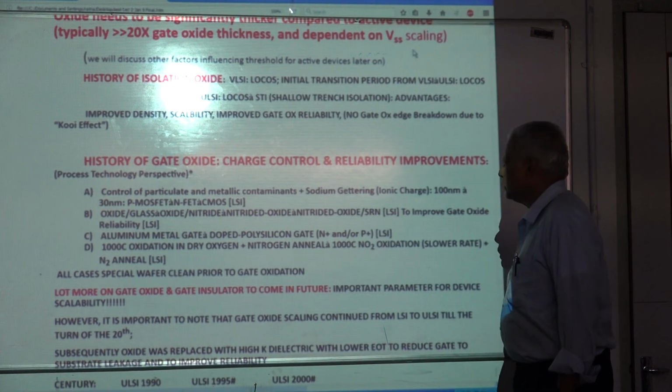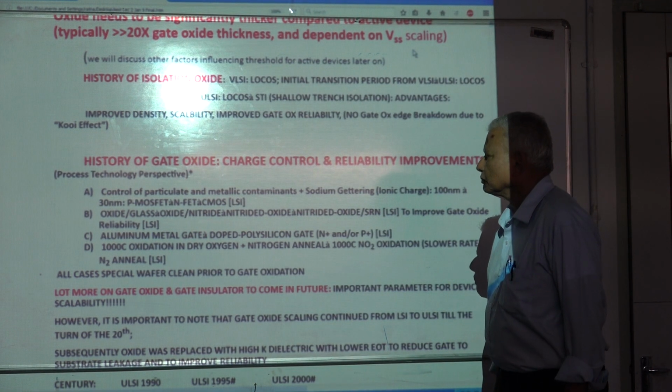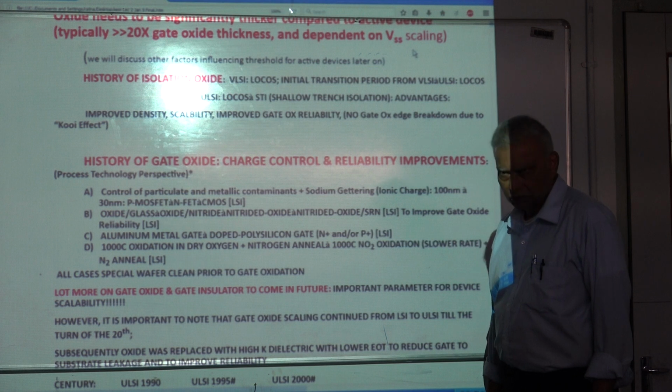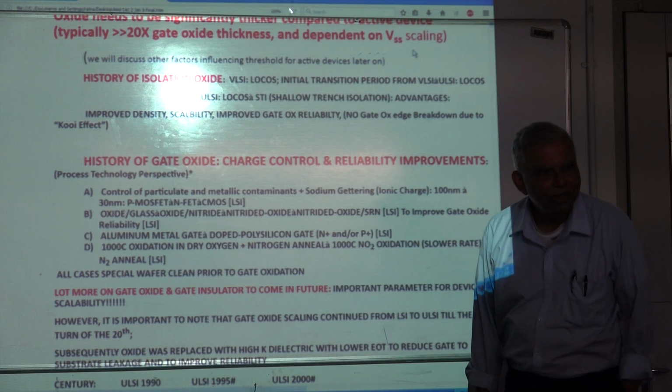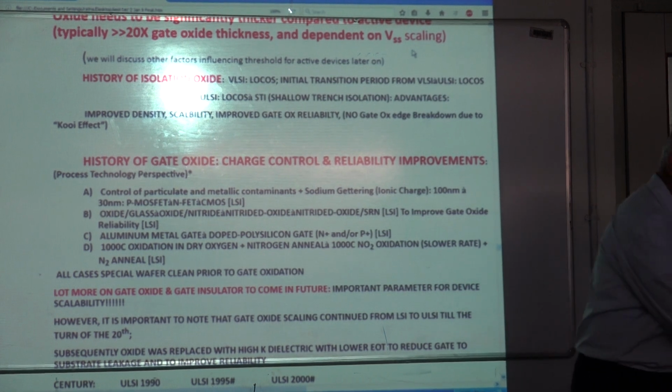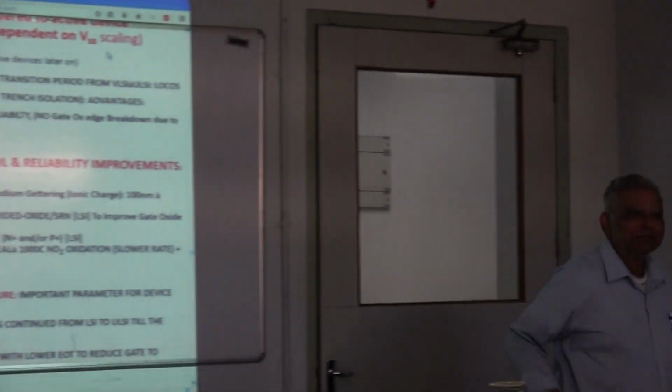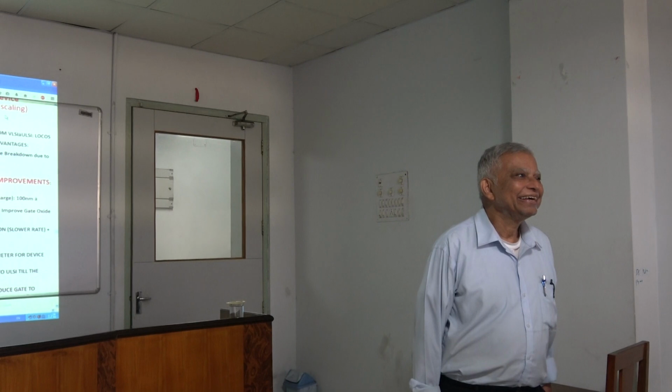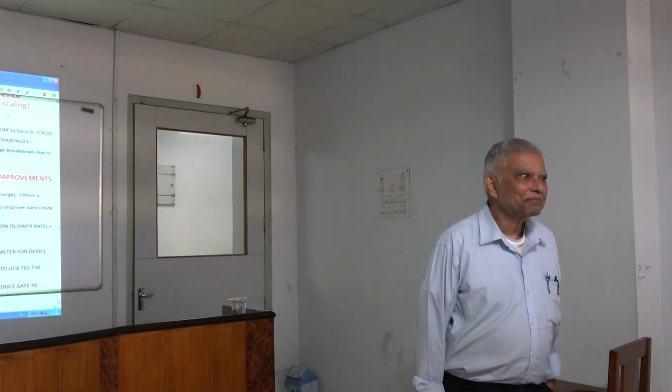Okay, important parameter for device scalability. Gate oxide, we scale the oxide, as you know, because why do you scale the oxide? Why do you reduce all the charges? Sir, because we also want to scale the device, so in the same proportion oxide should also be scaled.